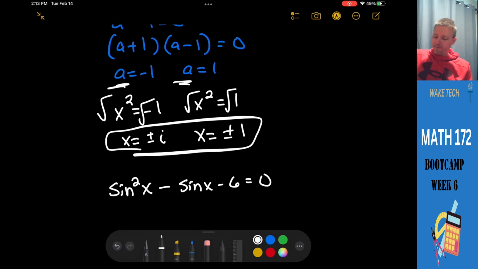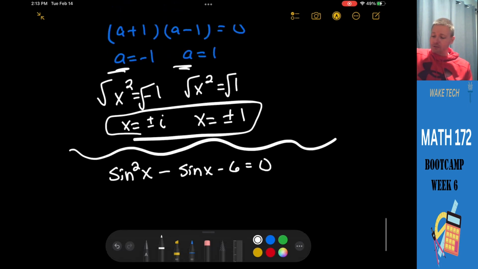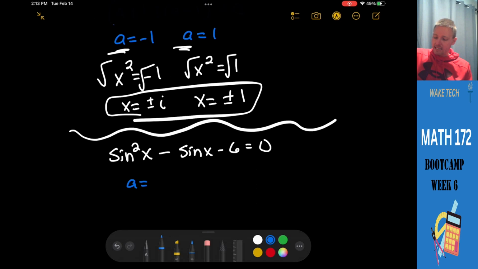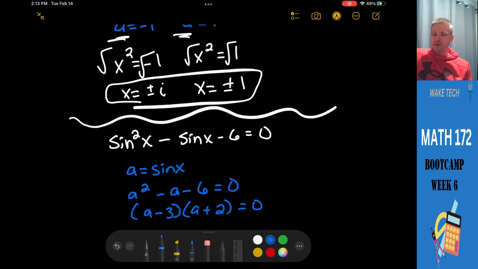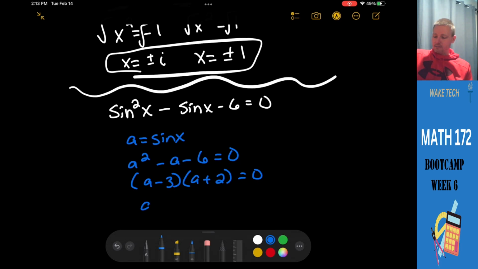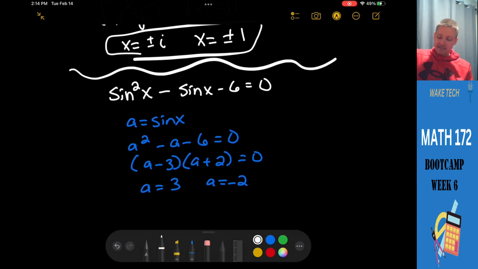If you don't want to factor things that look like that, what you could do instead is make a substitution. You can let a equal sine x, and then you would be factoring something like a squared minus a minus 6. And this is exactly what we factored earlier today. It factors into a minus 3 times a plus 2, which tells us a equals 3 or a equals -2. That in turn tells us that sine x equals 3 or sine x equals -2.